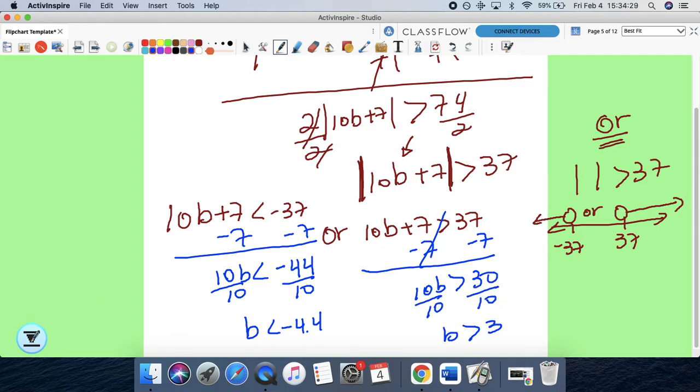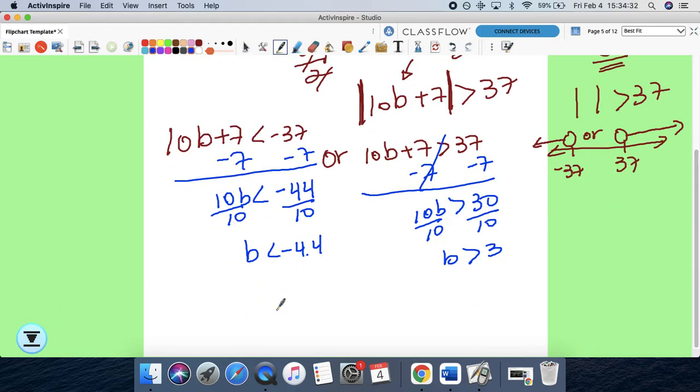So let's graph that. Values of b that we can use have to be greater than 3, or less than negative 4.4. All right, so let's try it out. Actually, let's try one that doesn't work. Pick a number between negative 4.4 and 3. Let's try 0. Plug it in here. 10 times 0 is 0. 0 plus 7 is 7. Is the absolute value of 7 greater than 37? No. So we have one little proof of a number here that doesn't work.